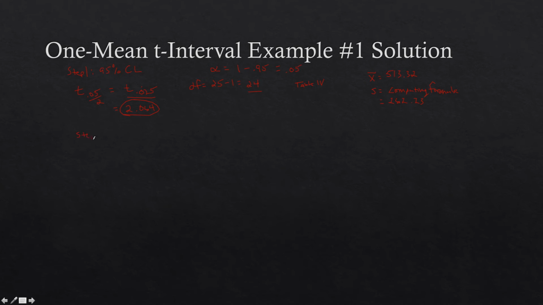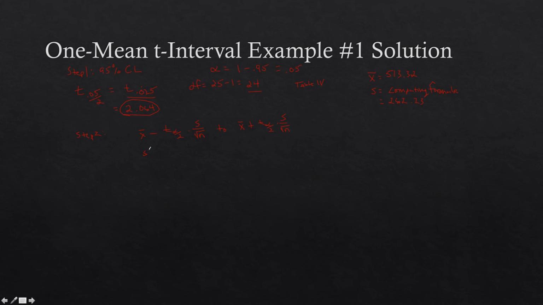Step 2: we need to find our confidence interval. Here's how we find it. It's x bar minus t alpha divided by 2 times the sample standard deviation over the square root of the sample size, to x bar plus t alpha divided by 2 times the sample standard deviation over the square root of the sample size. You should have found all of this information in step 1. It's just a matter of plugging it in now.